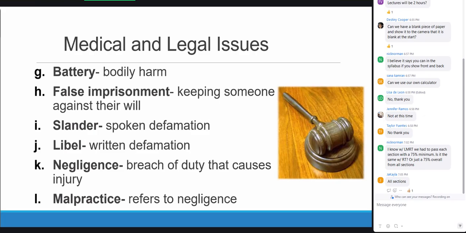Slander and libel are two types of defamation. Slander is spoken, libel is written. Defamation itself is when someone, and the definitions are on the next slide, I'll need to rearrange that so that it flows better. Negligence is a breach of duty that causes an injury. Malpractice refers to negligence, but negligence can be accidental. Malpractice typically isn't.